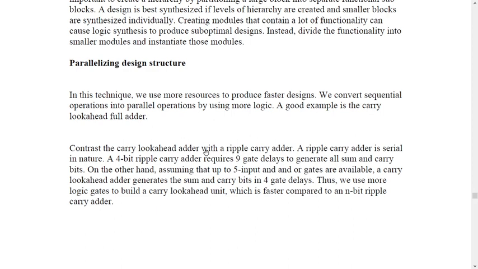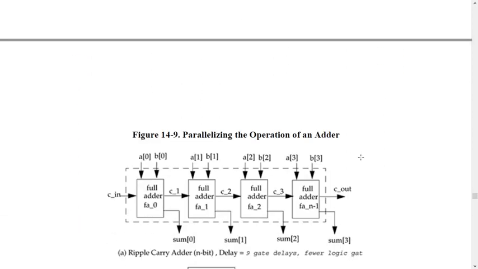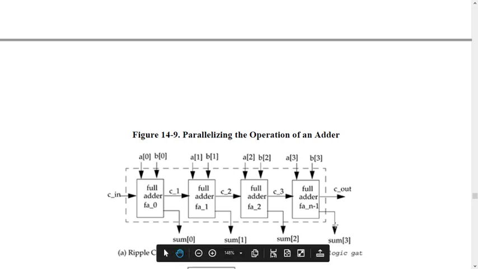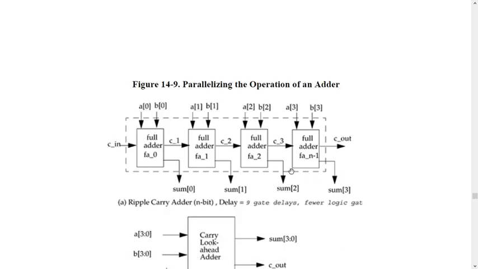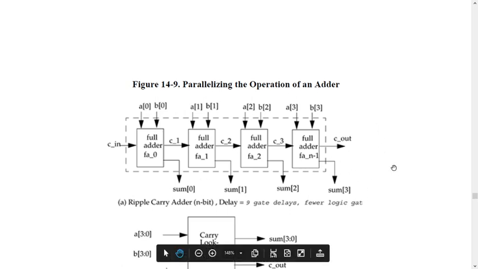With respect to the ripple carry adder, which is a serial adder, the carry lookahead adder does the operations in parallel. I can see here the parallel operations of an adder. Here I have 4 full adders. I have the carry in, and the carry out becomes an input for the second adder. This carry output becomes an input for the final adder, and I get the C out. Similarly, I get the outputs.